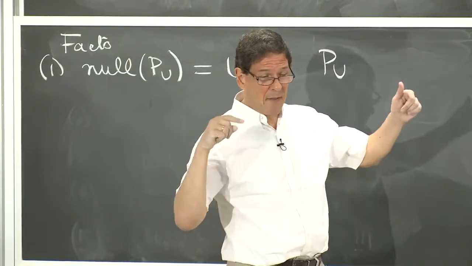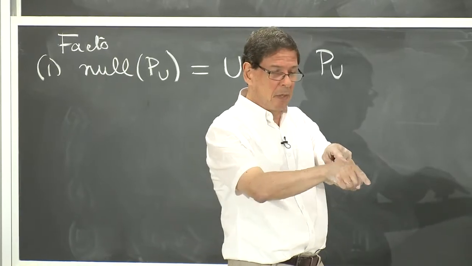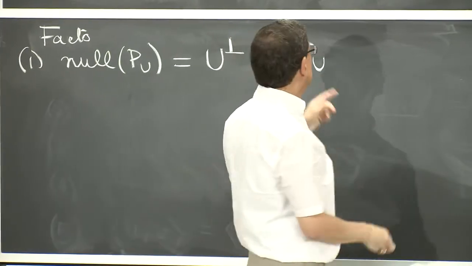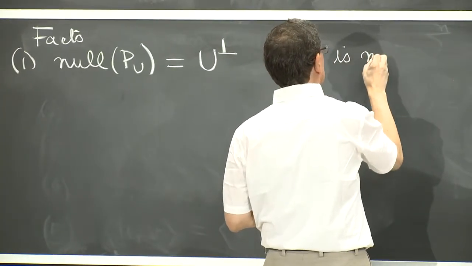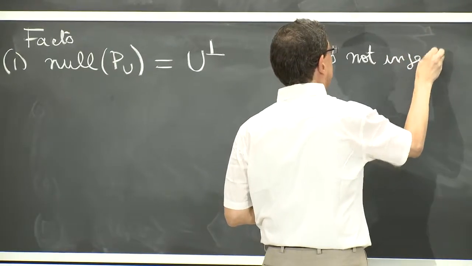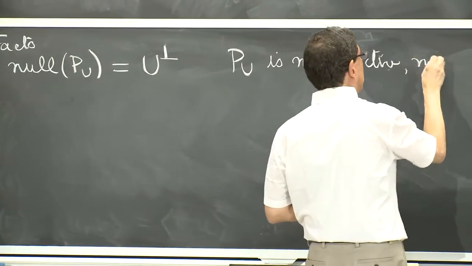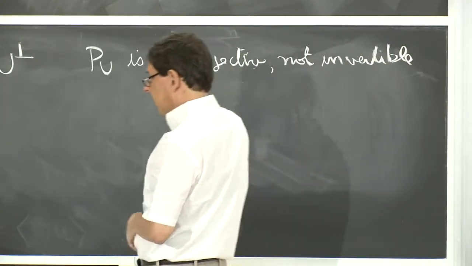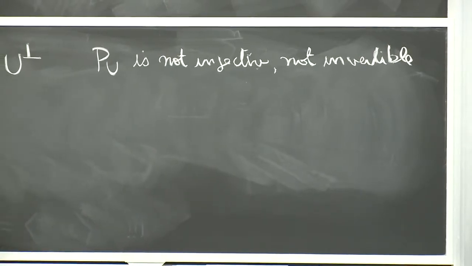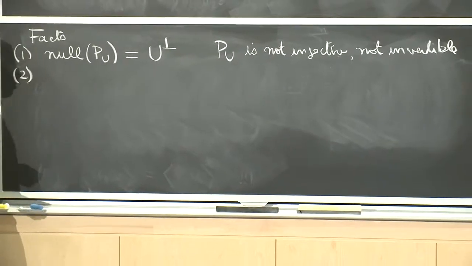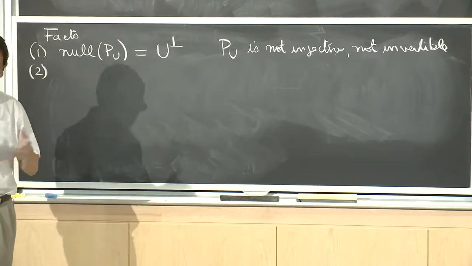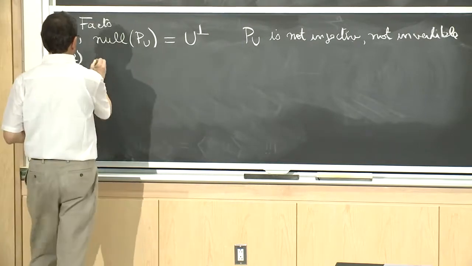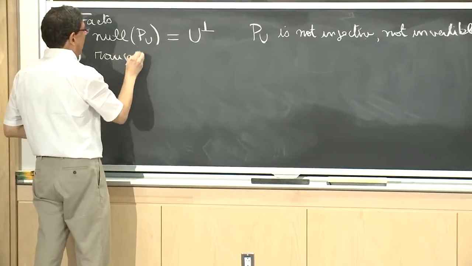So P_U is not one-to-one, not injective. You take a vector, and it gets sent to something. You add a little bit in the orthogonal complement, it gets sent to the same thing. So P_U is not injective, not invertible. Already we learned something. How about the other question about operators? We said that when you meet an operator, you first ask it what is your null space, what is your range. So let's do that. What is the range of P_U?